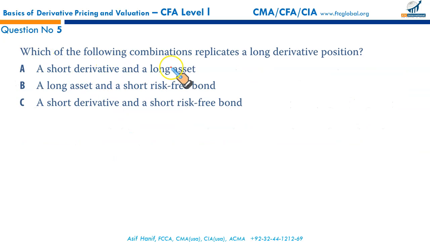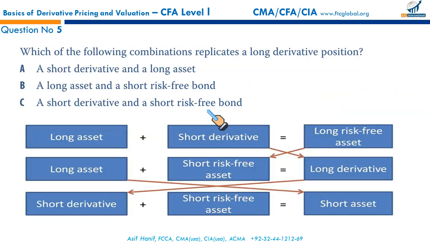Which of the following combinations replicates a long derivative position: a short derivative and a long asset, a long asset and a short risk-free bond, or a short derivative and a short risk-free bond? If you have gone through the reading and attended my overview lecture video, you would know this. A long asset plus a short risk-free asset, that is a risk-free bond, gives you a long derivative. So you need to memorize this equation. That would help you do many questions of this type. So that makes B the correct option.